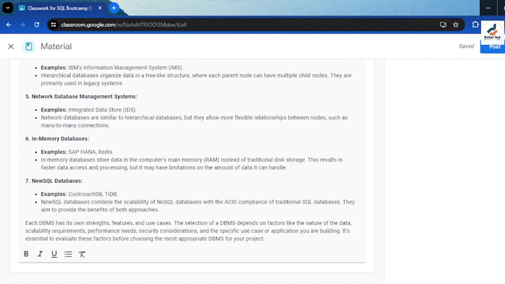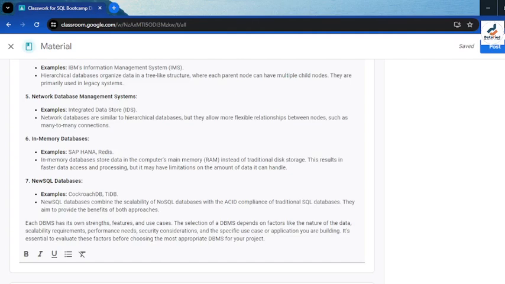These databases store data in the computer's main memory instead of the usual disk storage, and this results in faster access to data and also faster processing of data. But it has limitations on the amount of data it can handle. And then we go to the last DBMS type, which is NewSQL databases. These combine the scalability of NoSQL databases with the ACID compliance of our usual SQL databases, and they basically aim to provide the benefits of both approaches.